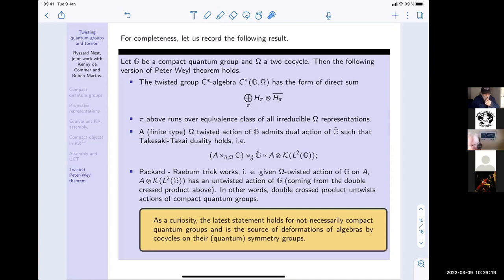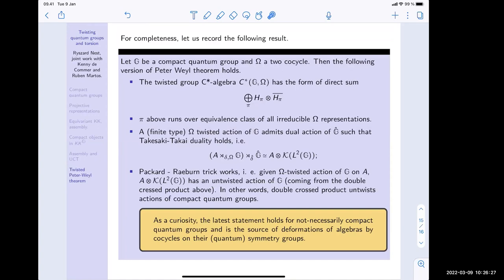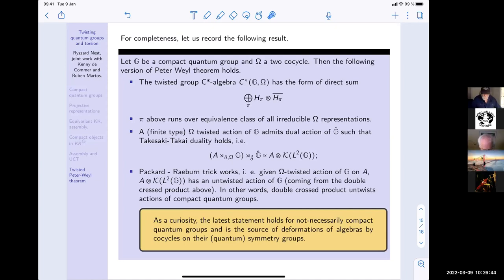So Pavel Kasprzak is here, right? So you use this fact to construct deformations of algebras with groups, quantum groups acting on them. If you've got an algebra with a quantum group acting on it with some cocycle, you can use something like this to deform the product on the algebra. It should remind you of something, yes.